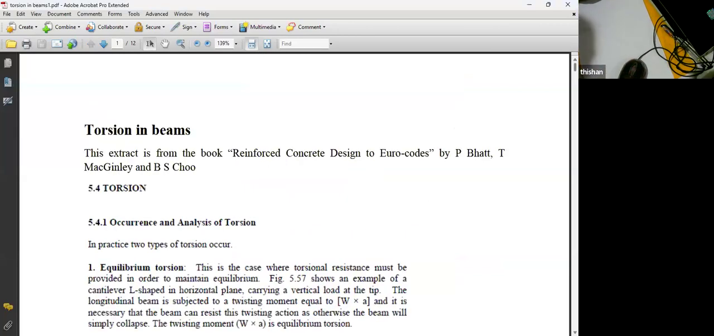Today we'll talk about torsion in beams. Yes, everything is okay, Banduka? Yeah, we can hear you, sir, and we can see the screen as well. Okay. Right. So today, this is a note that was taken. I have discussed this briefly, but I will repeat what we discussed last time. Torsion. Now, many of you would have learned torsion.